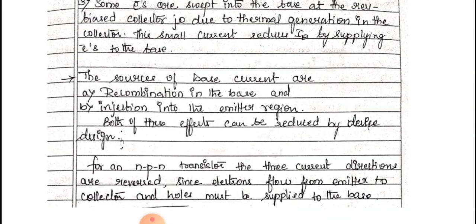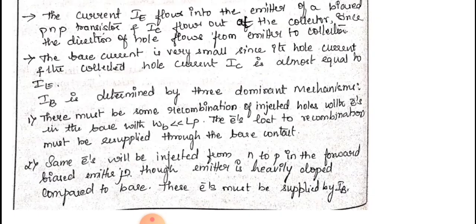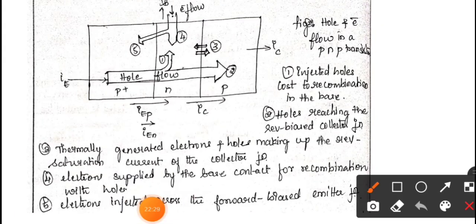The third one: some electrons are swept into the base at the reverse biased collector junction due to thermal generation in the collector. This small current reduces IB by supplying electrons to the base. So these three components are: this one, recombination, and third, this one. The first two increase IB and this one decreases IB. These three make up the IB current.